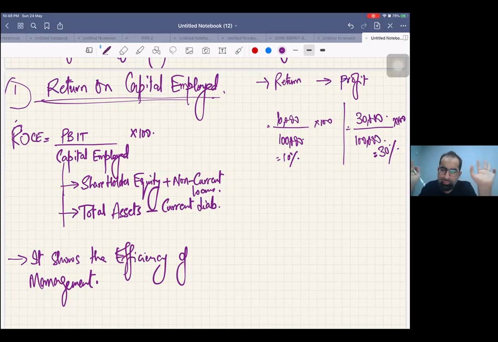Everything is in front of you. Which company is more efficient? Which management is more efficient? Which management is using assets more efficiently in generating profit? Obviously company B, the second company, because the investment amount is same, but the return is different. Okay, so ROCE shows the efficiency of management. This is the very basic thing. It's not difficult at all.